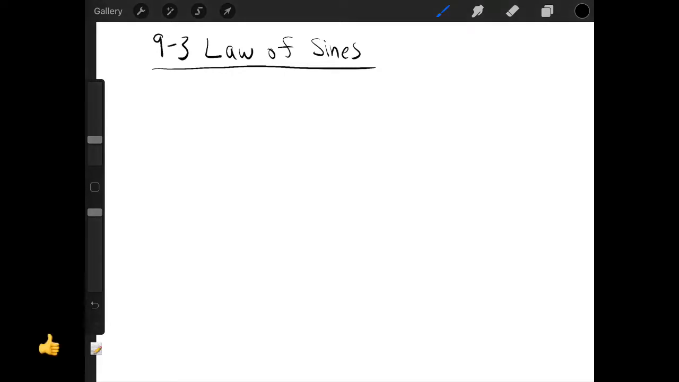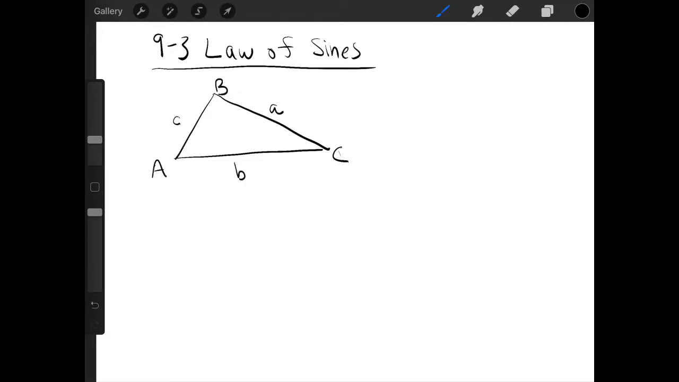And I would like you to draw the following triangle on your paper. This is a really fun proof. So let's label this capital A, capital B, and capital C. Across from the capital A would be little a. Across from the capital C would be little c. Across from the capital B would be little b.